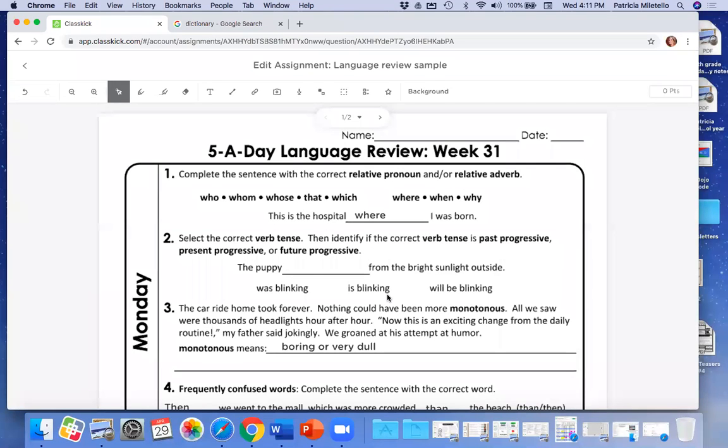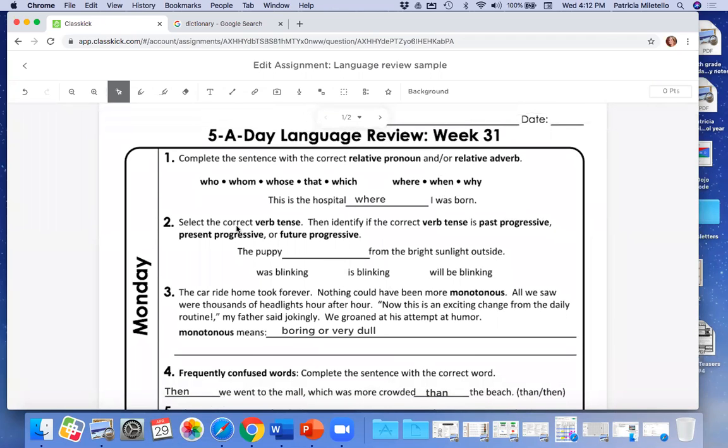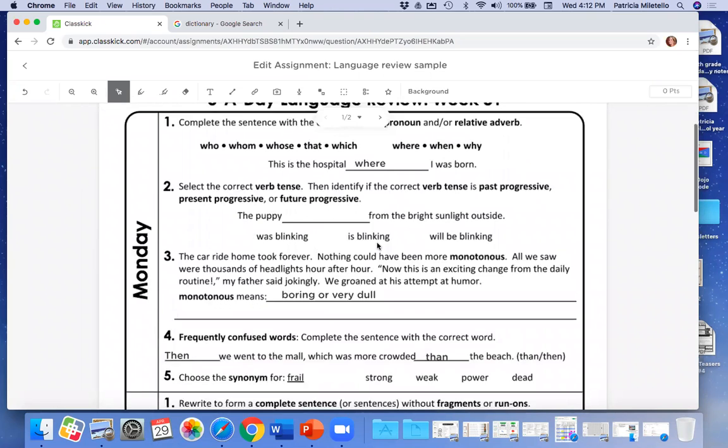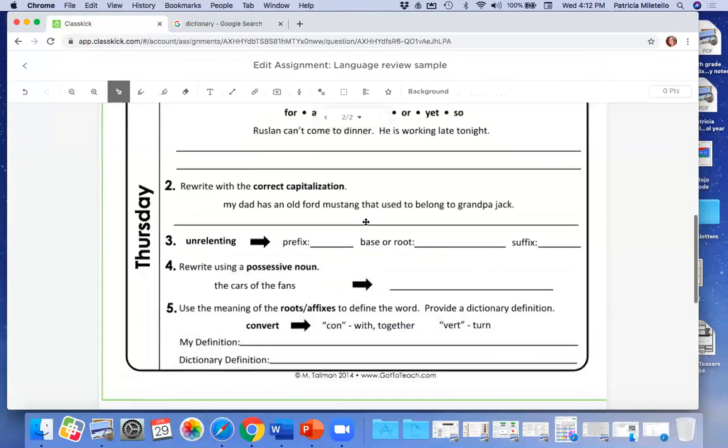All right, so this week you have an assignment that is a 5-a-day language review. You have to do week 32, but I'm going to show you on week 31 right here how it needs to be done. We've done these in class before. We used to do them for morning work, or sometimes for homework. Monday you have 5 questions, Tuesday you have 5 questions, Wednesday and Thursday you have 5 questions.